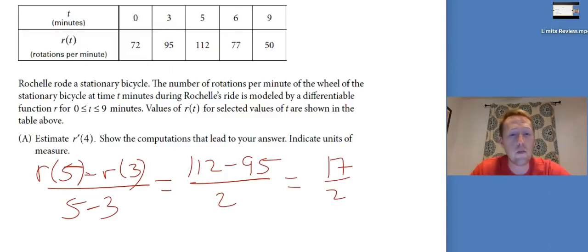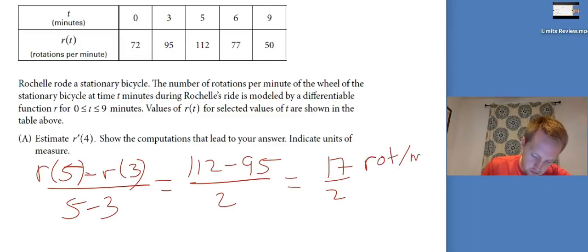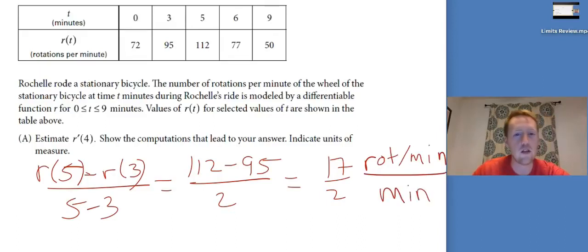Okay, the only thing that we're missing at this point is it says indicate units of measure, so we need to make sure we do that, or else we wouldn't even get the point for all the work we just did. So the units of measure for the derivative, remember, that's going to be the units for y divided by the units for x. So we're going to do rotations per minute per minute. And if you don't like that, you could say rotations per minute squared.